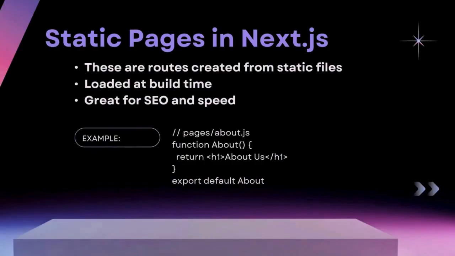I will go through the next topic: static pages in Next.js. These routes are created from static files, loaded at build time, which is great for SEO and speed. Here you can see it is similar to React.js. You can write a function with parentheses and curly braces, return the JSX, and export default. Here you can easily understand these points. Now we go to the next one.